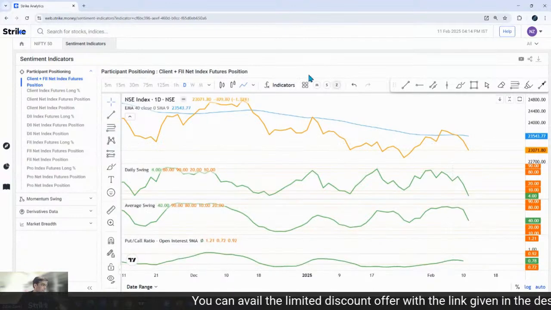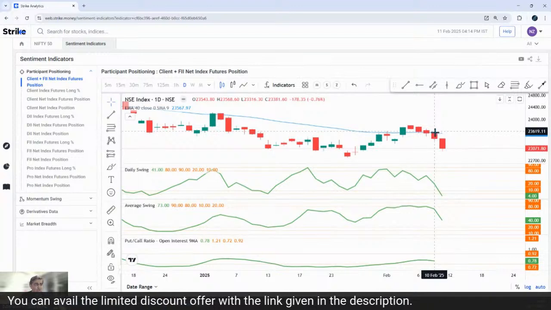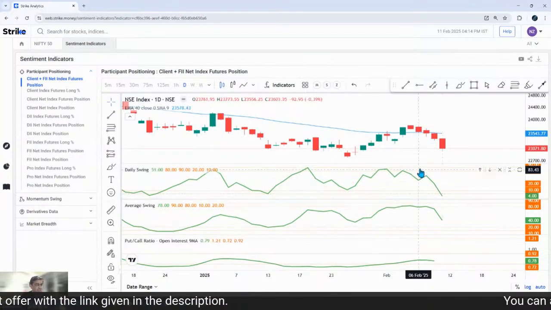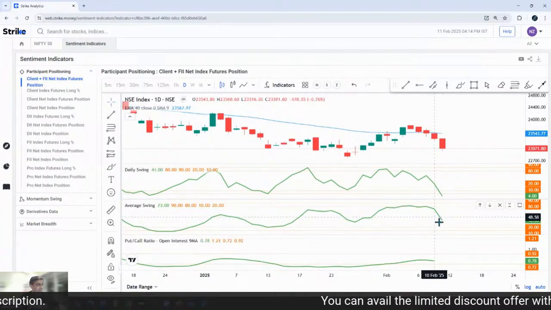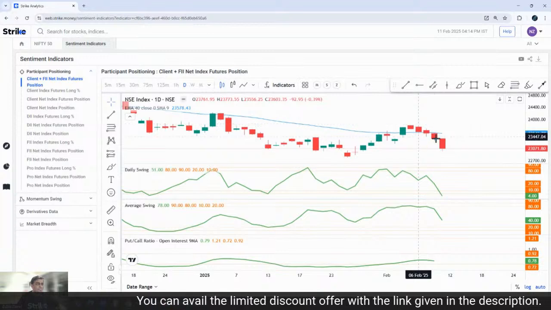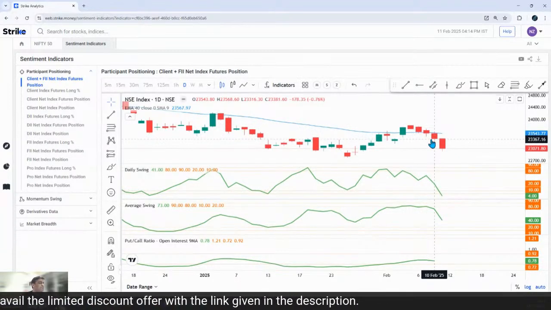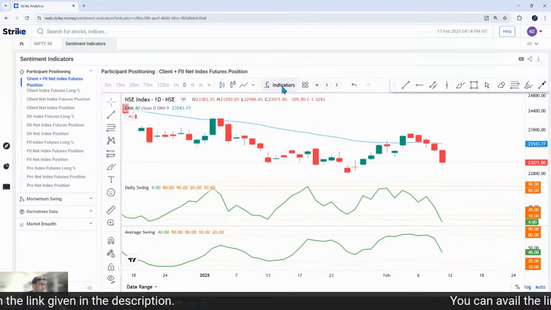In these short-term indications, yesterday the Nifty closed below the 40 EMA. The daily swing had gone to oversold levels, and the average swing was somewhere in the middle, around 73. So it is a kind of bearish setup in Nifty. And even if you look at RMI, all right.